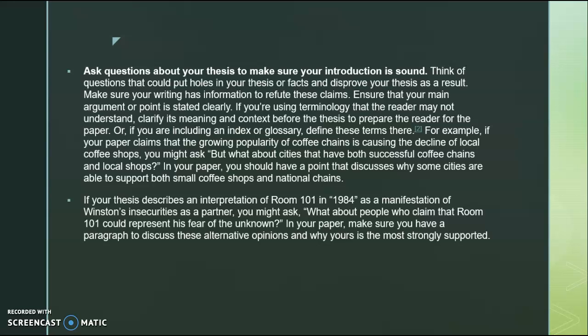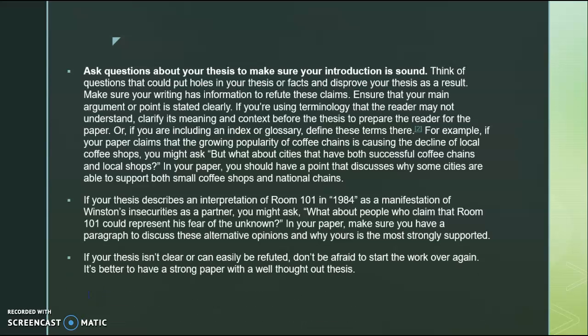If your thesis describes an interpretation of Room 101 in 1984 as Winston's insecurity, you might ask, what about people who claim that Room 101 could represent his fear of the unknown? In your paper, make sure you have a paragraph to discuss these alternate options and why yours is the most strongly supported. If your thesis isn't clear or can easily be refuted, don't be afraid to start the work over again. It's better to have a strong paper with a well thought out thesis.